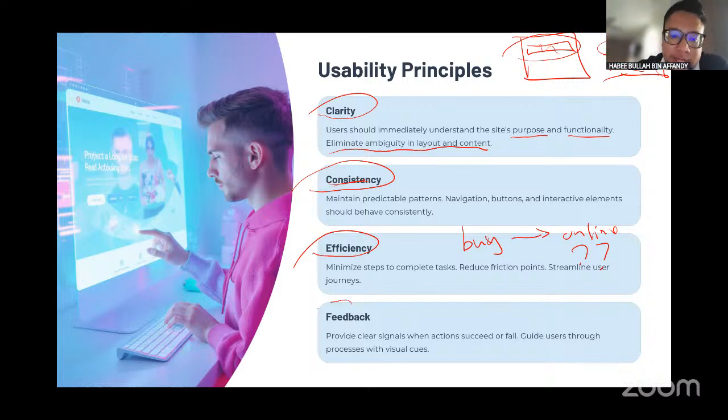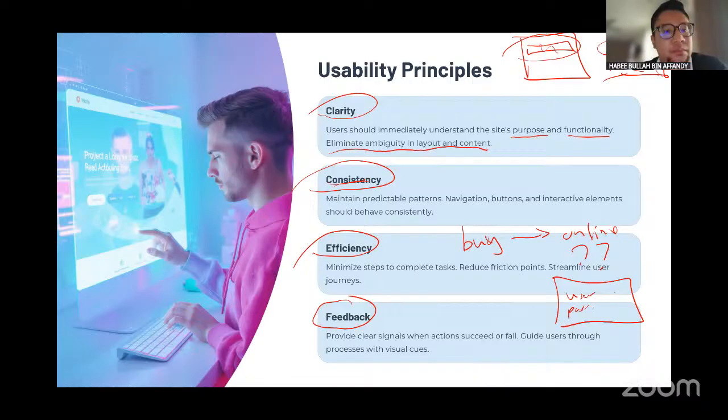Okay, and lastly, feedback. Provide clear signals when an action succeeds or fails. Guide users through the process with visual cues. The simplest thing that I'm sure most of you are familiar with is the sign in page. For example, you have one page: enter username, enter password. Okay, if you input the wrong information, what will appear? It will appear as some sort of text box that says wrong password, try again.